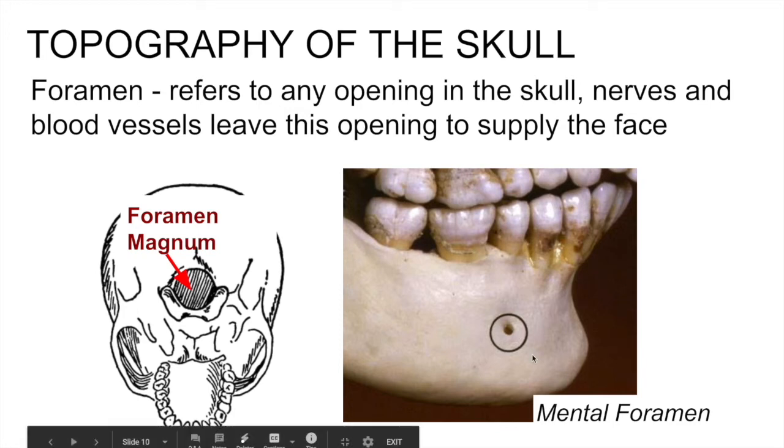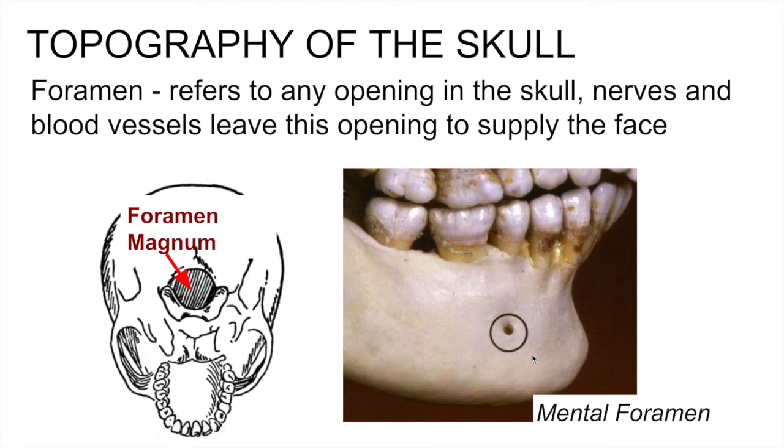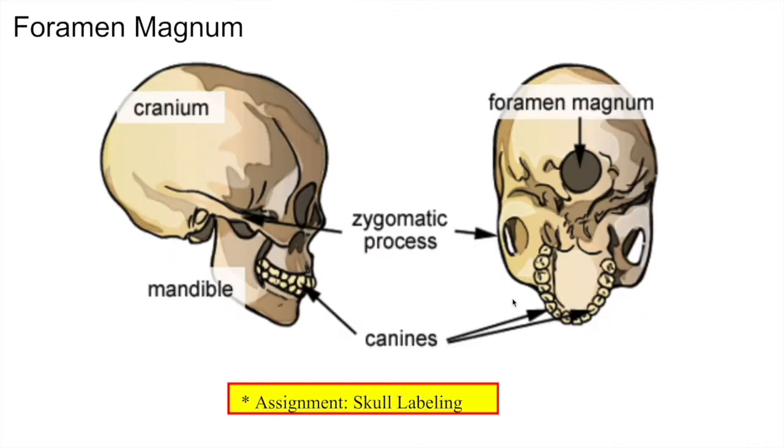Like this is the mental foramen at the front of the mandible down here. So lots of little holes here where all sorts of things, neurons and blood supply, come in and out. Cool. And again, we could see the foramen magnum at the bottom. Nice. Cool.